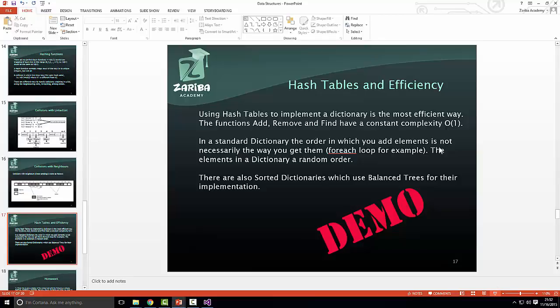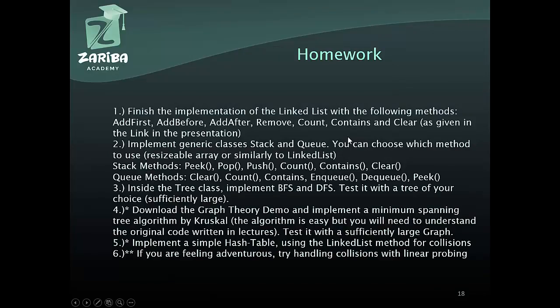All right, now we just need to go through the homework, and that'll be it. So I think I mentioned a couple of them. For the linked list, you just have to do the following methods: add first, add before, add after, remove, count, contains, and clear. Similarly for stack and queue, just a couple of methods which are fairly simple to do. You can choose which way to implement them, either with a resizable array, which is the normal list, or with the linked list, or a similar way.